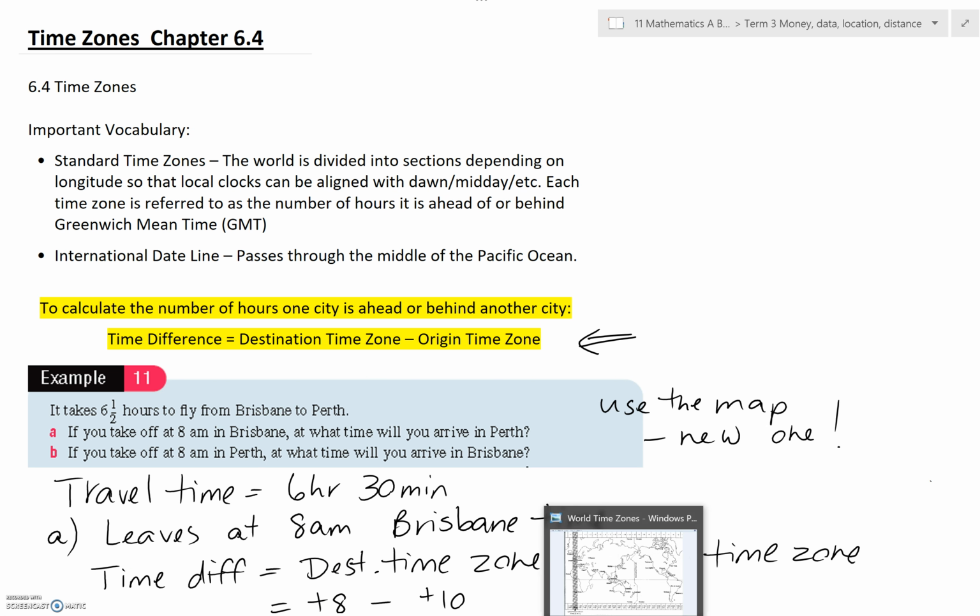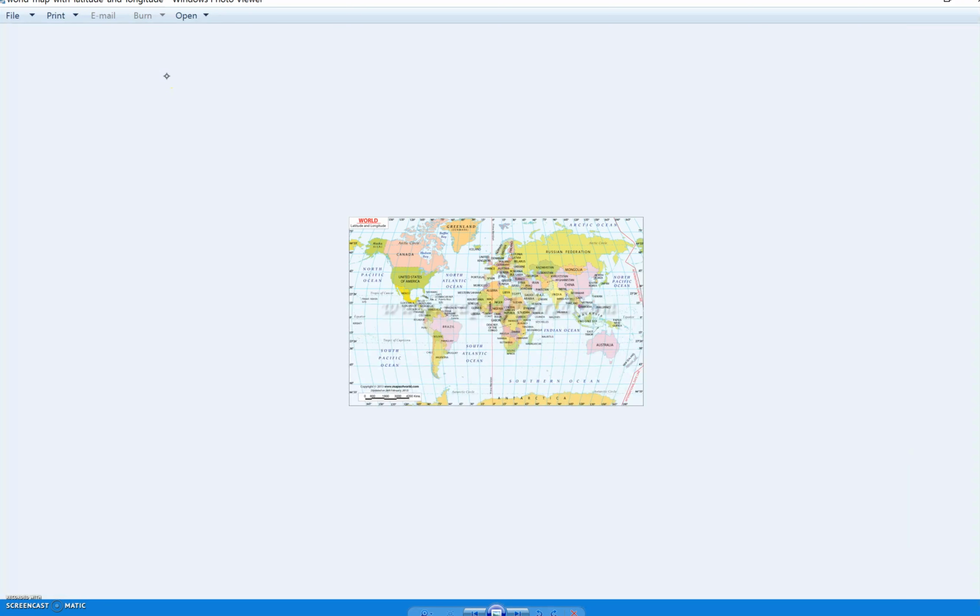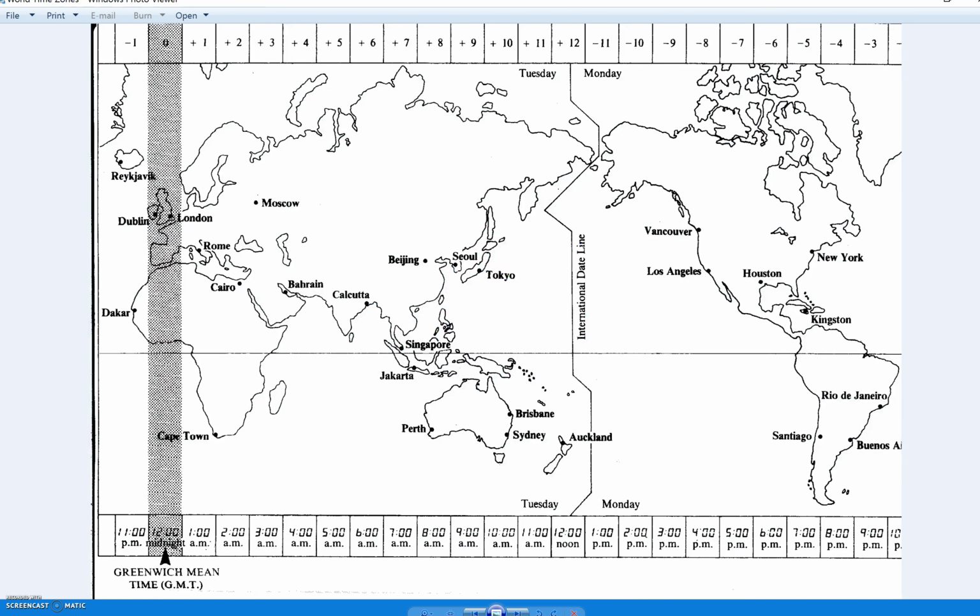Now we're going to be using a slightly different map, and I just want to pull it up now. So this is the map we're going to be using this time. You can see, I hope, the numbers at the top, and the times down the bottom of this map. Let's start where the grey line is. It appears I can't draw on this one, but the grey line on the left-hand side of this map is where time is starting, Greenwich Mean Time.